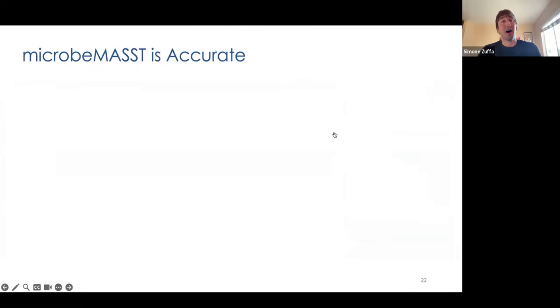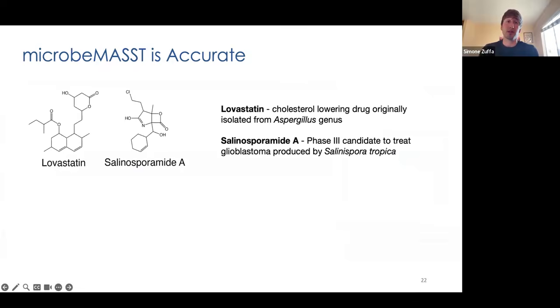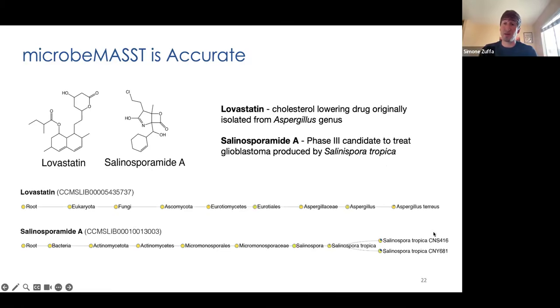What we are really proud of is that MicroBMASST is very accurate. For example, when we search for medically interesting molecules, like lovastatin, a cholesterol-lowering drug that was originally isolated from Aspergillus, and salinosporamide A, a phase 3 candidate to treat glioblastoma, a brain cancer, that was produced only by Salinispora tropica, we can see that these MS/MS spectra were found to match only what we were originally expecting.